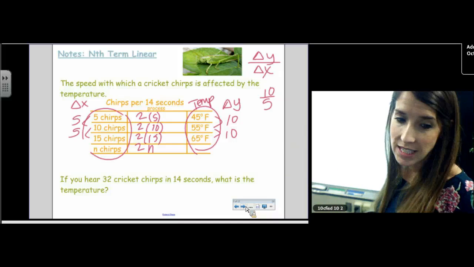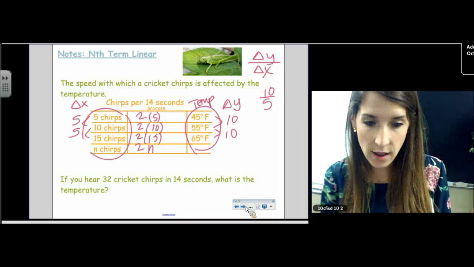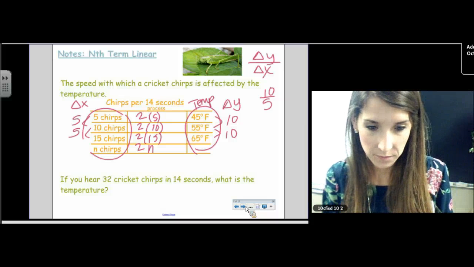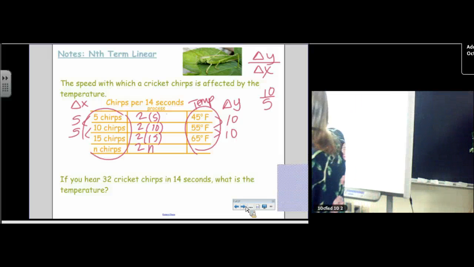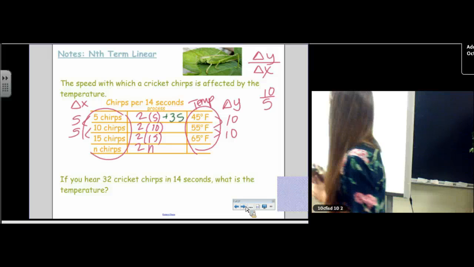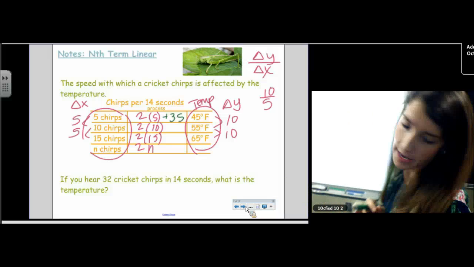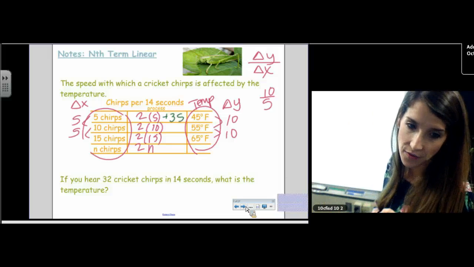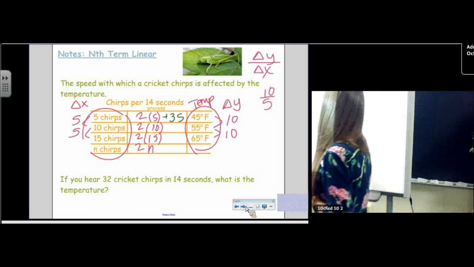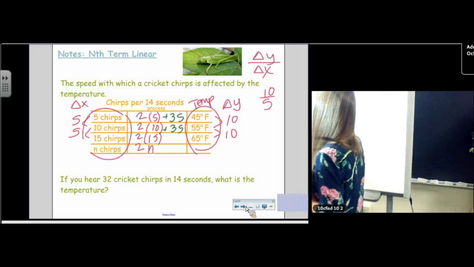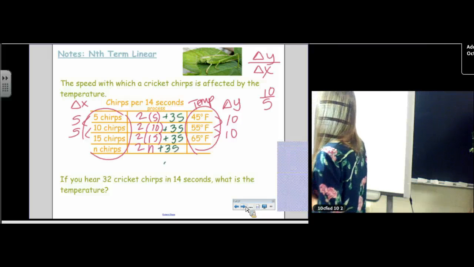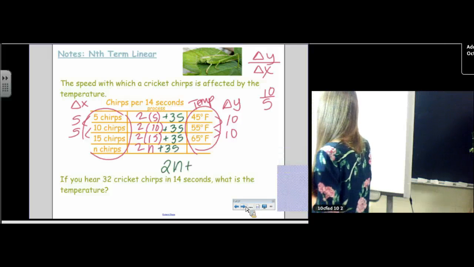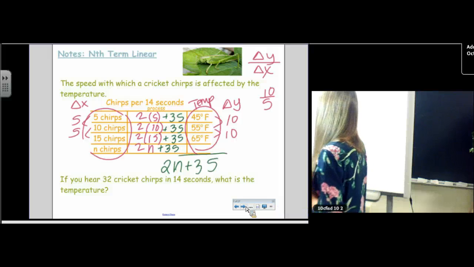Now we do the tweaking step. 2 times 5 is 10. How do you make 10 look like 45? Good, Karthik. Good, Ganesh. Plus 35. 2 times 10 is 20. How do you make 20 look like 55? Okay, we checked it twice. So our rule is 2n plus 35.